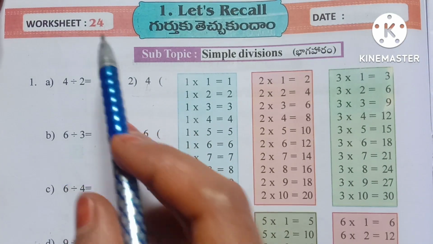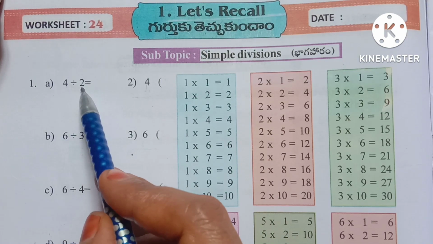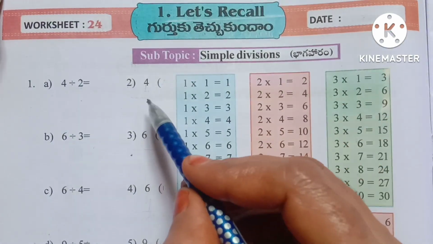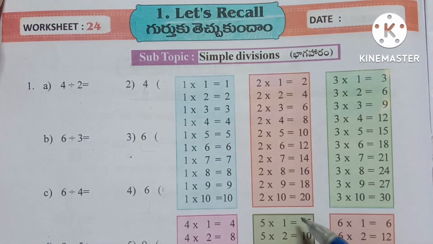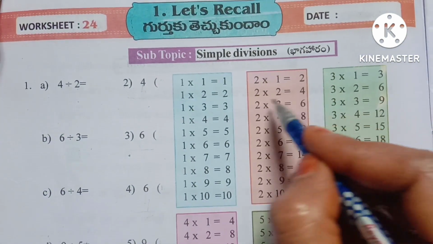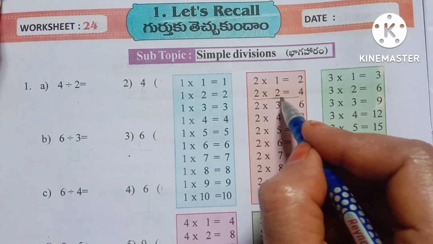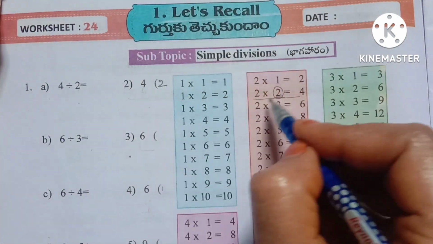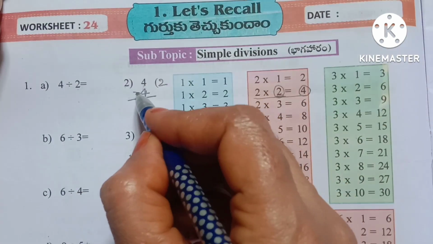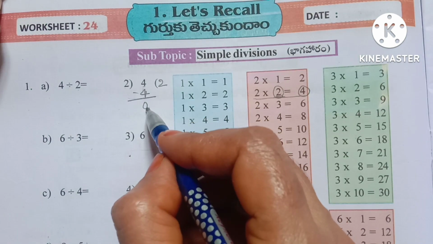Next, worksheet number 24, subtopic simple divisions. A, 4 divided by 2. Here 2 divides 4 for. Here we have to observe second table till we get the number 4. Where is the 4 here? Here. 2 2s are 4. Now write 2 in question's place and write 4 under 4. Then subtract 4 from 4, we get 0. So this is called remainder.